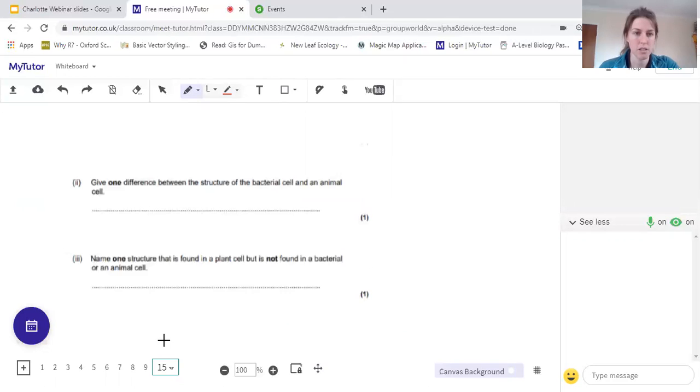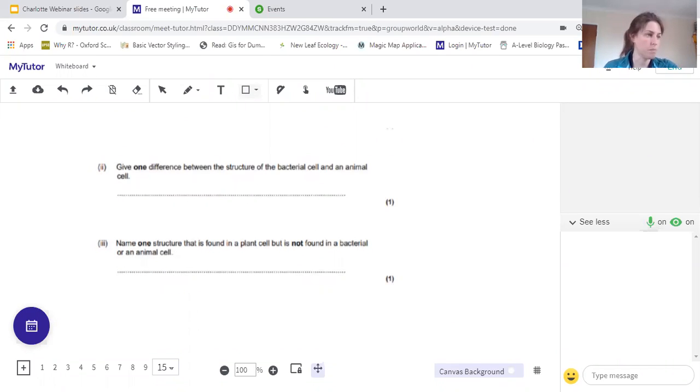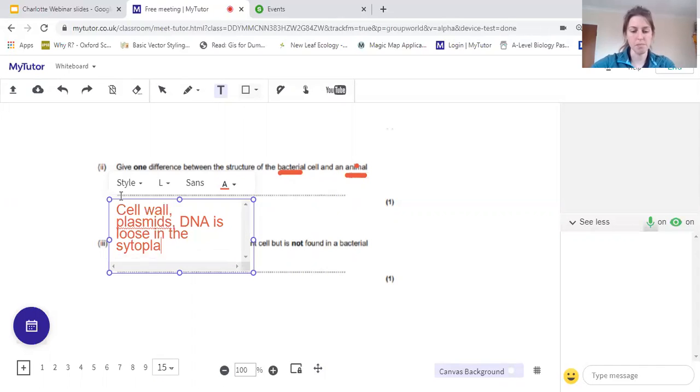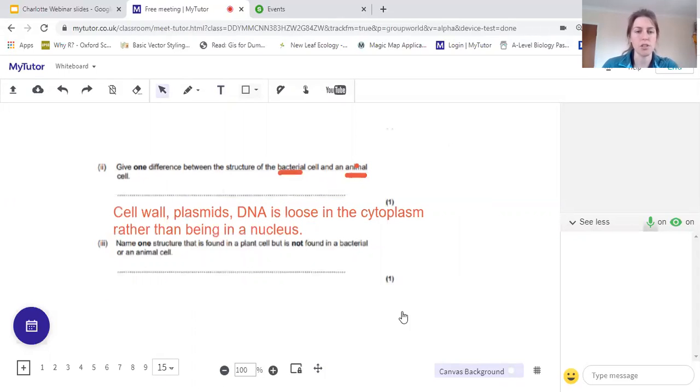Okay. Give one difference between the structure of the bacterial cell and an animal cell. So we kind of talked about that a little bit. It's been quite specific here. They've said between bacterial cell and an animal cell. So in this case, you could have cell wall, because bacteria have them, but animal cells don't. You could also have plasmids. You could have that the DNA is loose in the cytoplasm rather than being in a nucleus. Okay, so lots that you could have there.